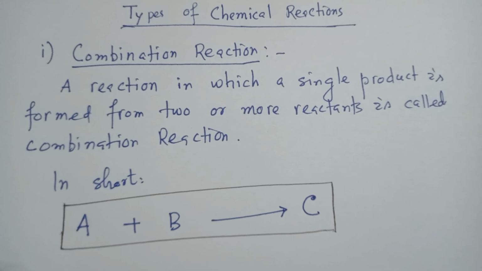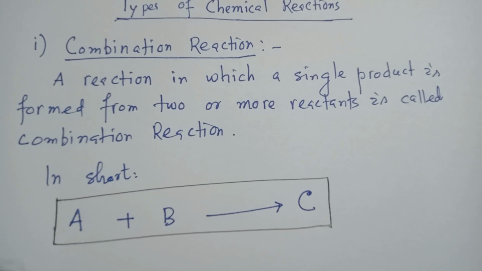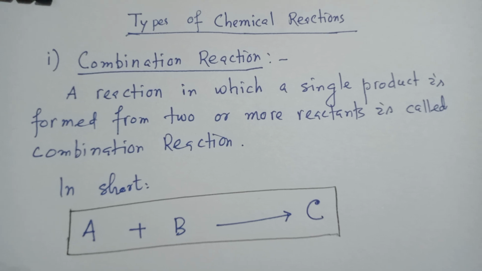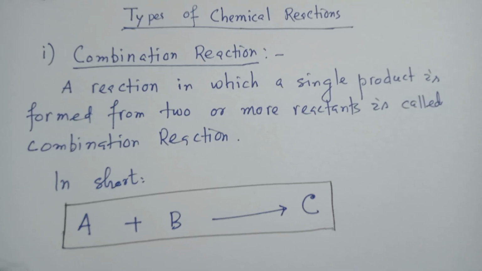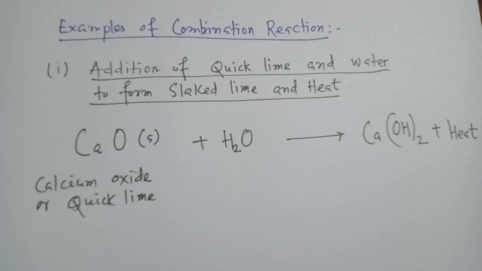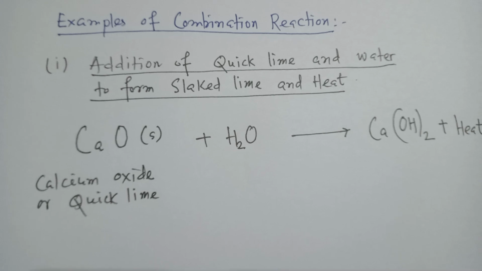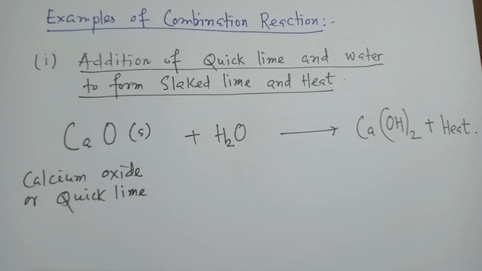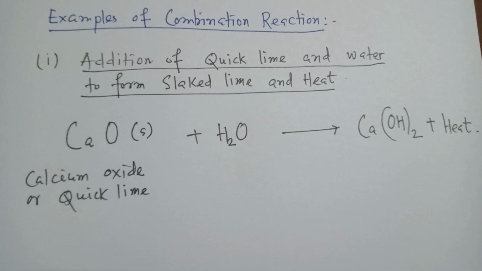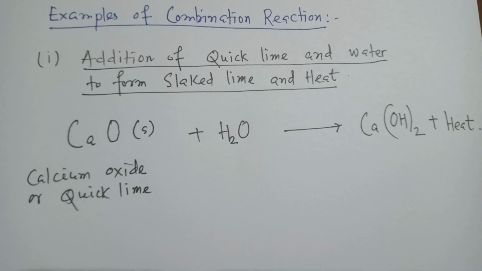In short, we can write A plus B giving rise to C. Here C is the product. So a single product is formed from two or more reactants. Coming to the example of combination reaction, first one we will discuss. This is addition of quick lime and water to form slaked lime and heat.